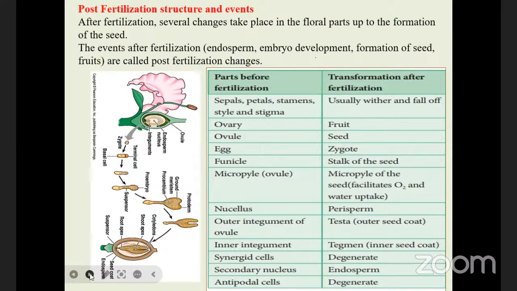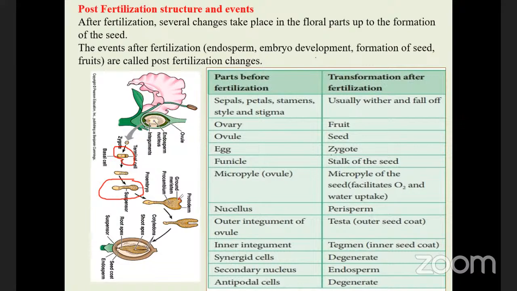Okay, fertilization has taken place. After fertilization, what is the process? After fertilization, what happens? The zygote forms. The zygote will become the embryo. This embryo formation will take place. In the embryo, what happens?